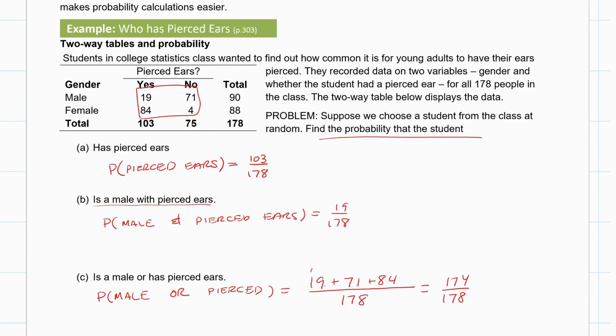We may have been able to recognize also that that number is simply all of the numbers in here, these four, with the exception of the four that are females without pierced ears. So maybe we could have also thought of this as 1 minus the 4 over 178.